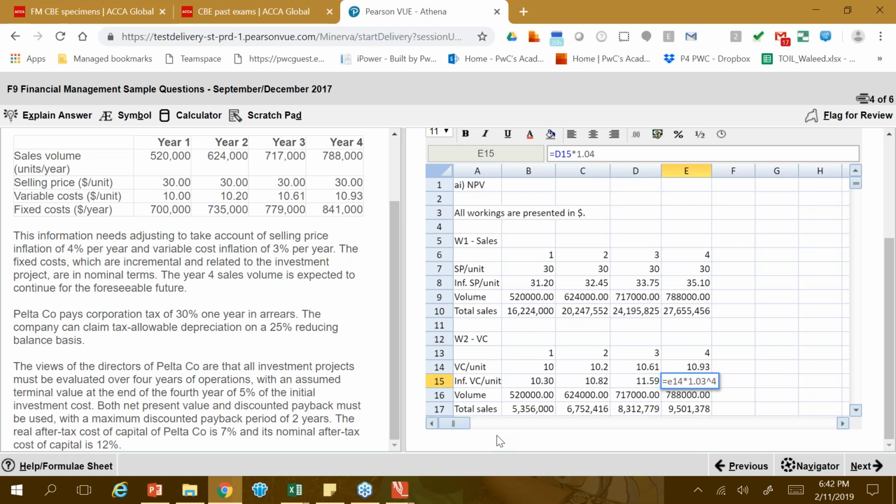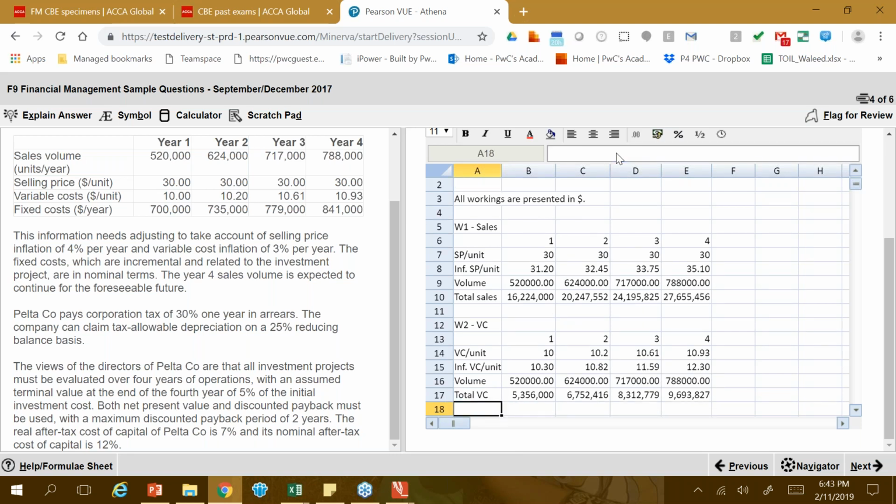The reason we are doing it this way now is because I can see that the variable cost per unit is different for different years. So we have to use this way in which we add the inflation. And then the volume remains the same. And I've now got my total variable cost here, which comes out to be the values which are here. This will give me 2 marks. This working was worth 2 marks because the inflation had to be done a little differently here, because the variable cost was different.